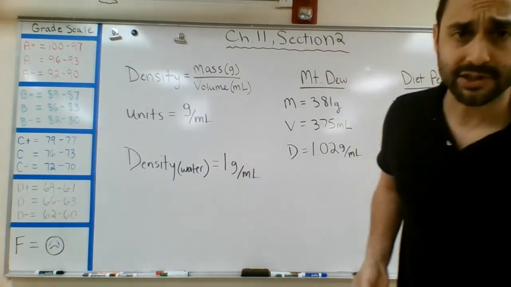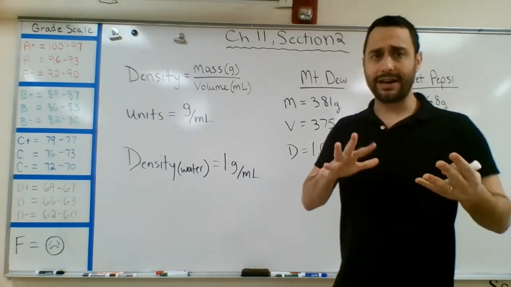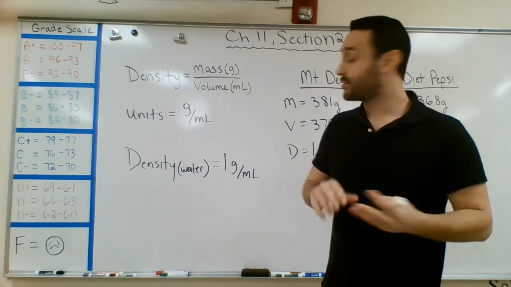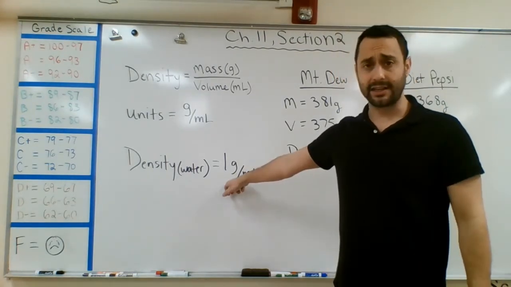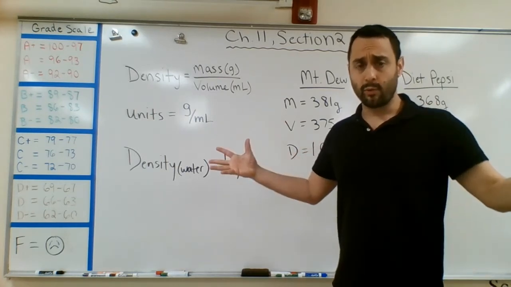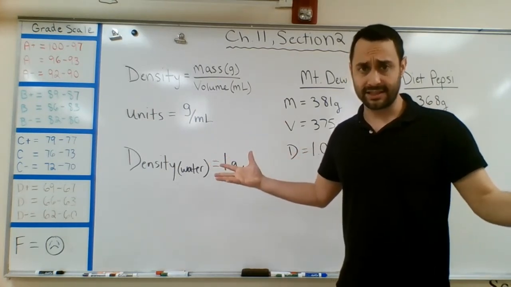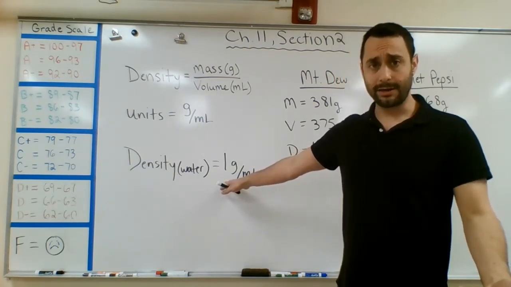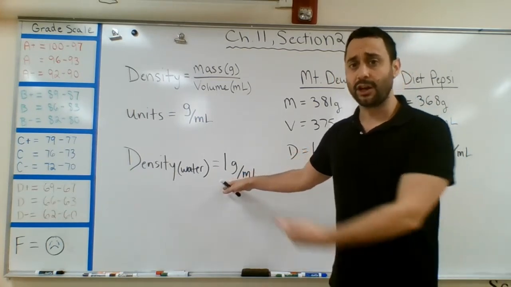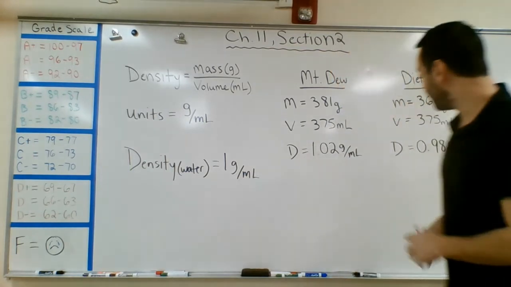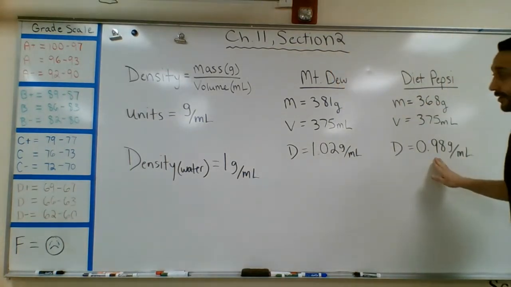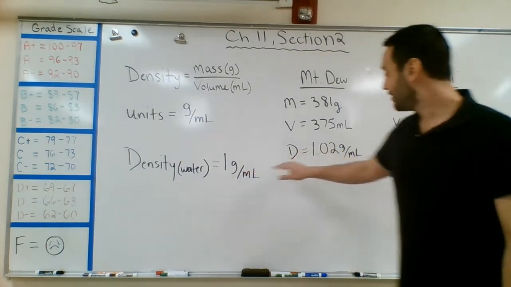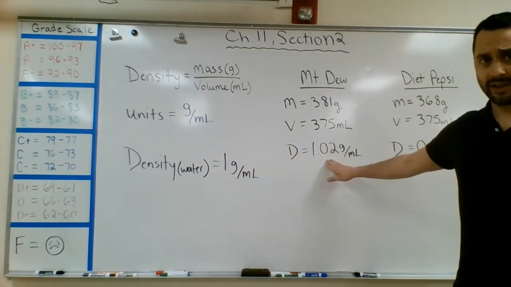So this is really what's going on. When we determine whether an object is going to sink or float, you are going to compare its density to the density of the substance it's floating in. In this case, pure water has a density of 1. If an object is going to float in water, it has to be less dense than the water. If it's going to sink, it means it's more dense than the water.